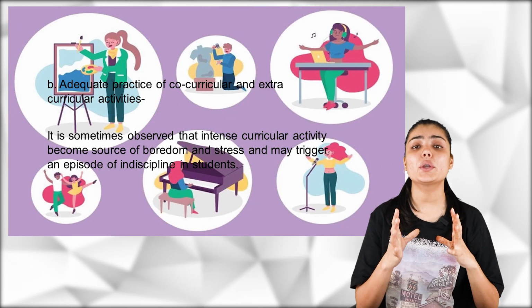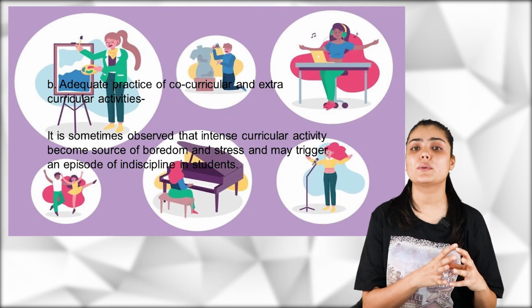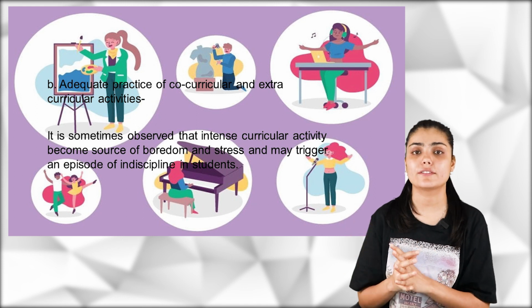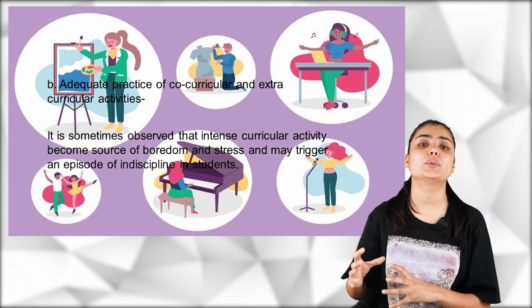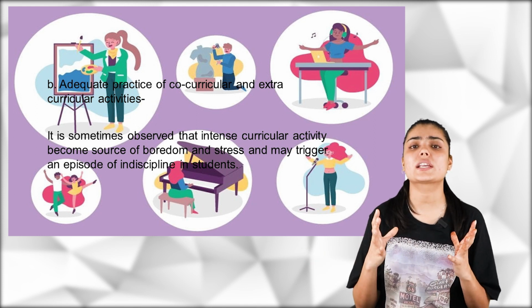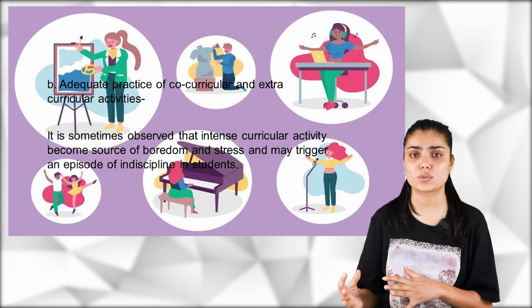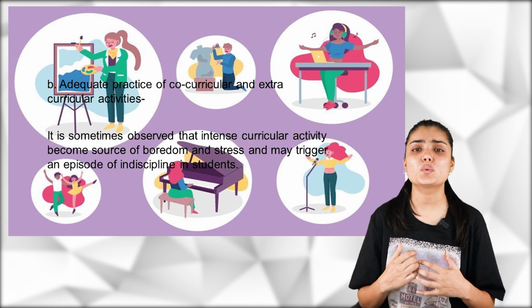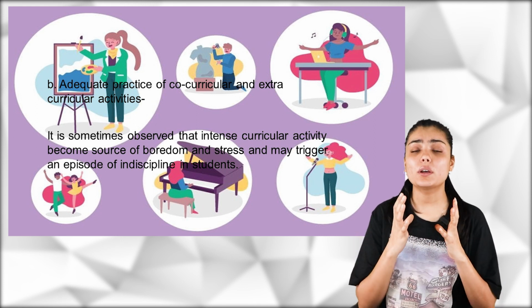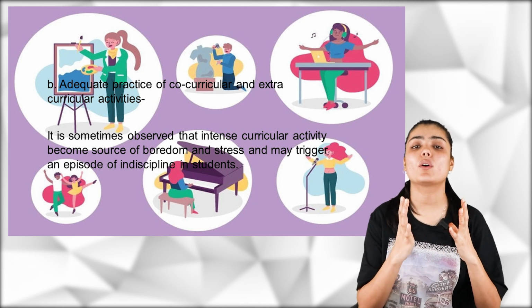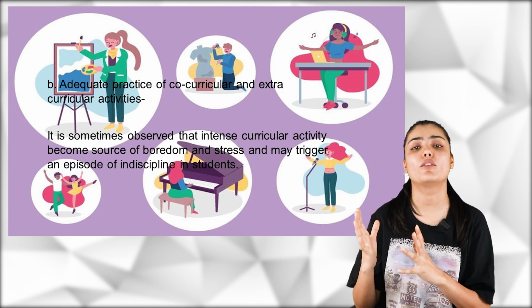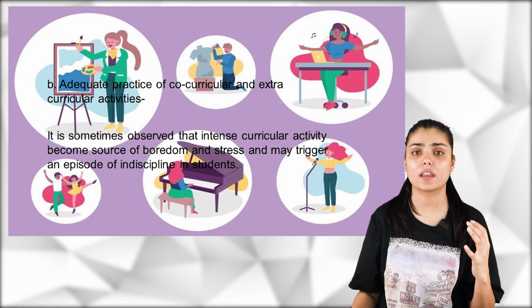Next, we have adequate practice of co-curricular and extracurricular activities. In an organization, only studies are carried out throughout the year. There are no extracurricular activities for the students. What happens? The students get bored. So because of the boredom, the students might not follow the discipline that an organization wants them to follow because it is for a long period of time.